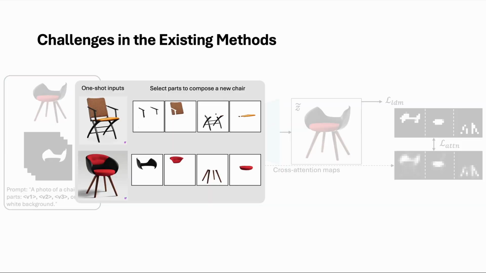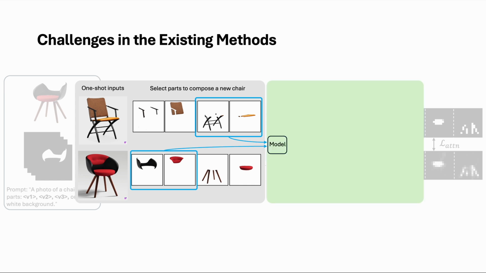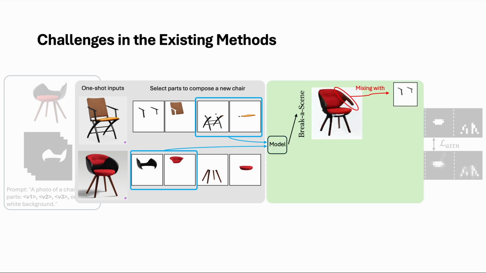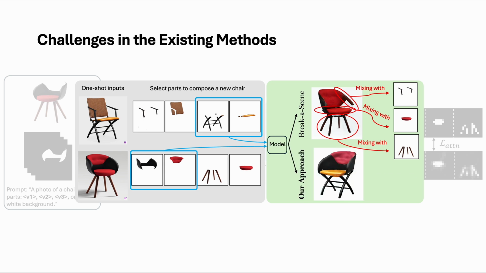A key issue in existing methods is that they mix or miss parts. For instance, Break-A-Scene often merges part identities when composing across images. In contrast, our method preserves the identity of each part in composition.